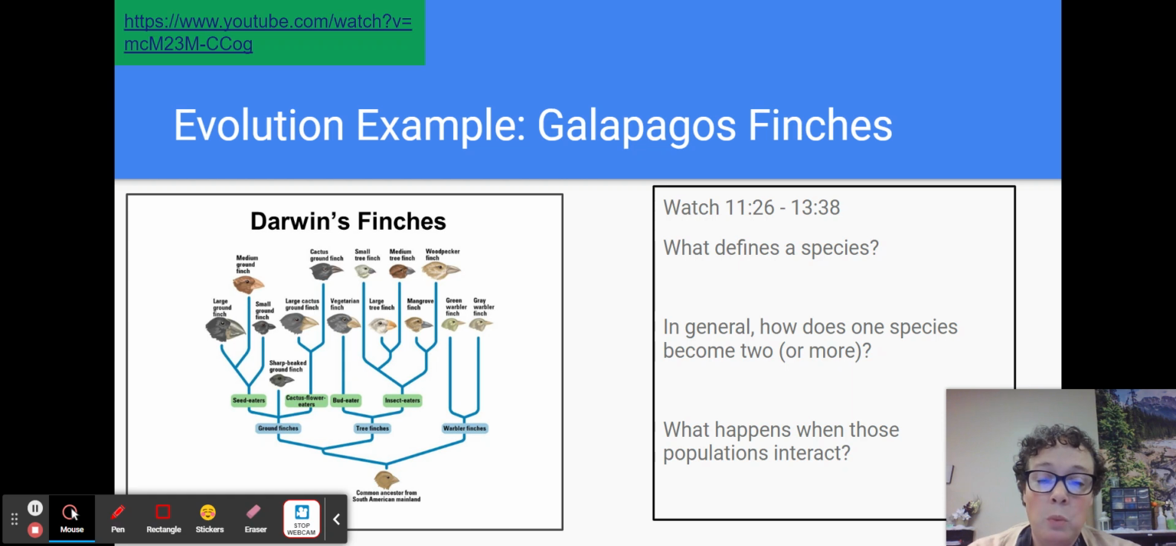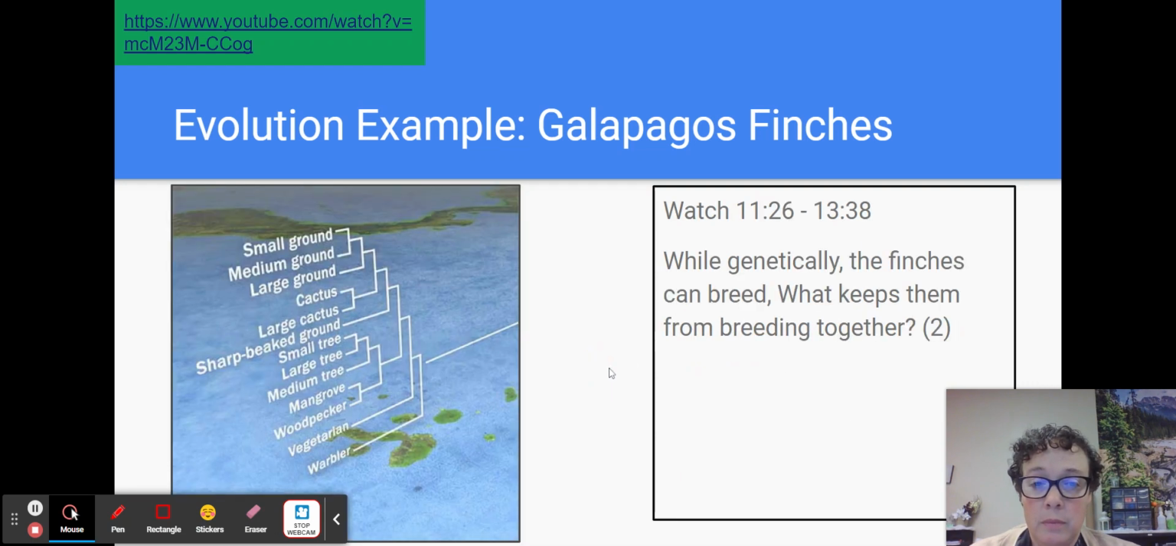So what happens when those populations interact? So in the example of Darwin's finches, they've separated into different species. When they interact, they are not interbreeding. So while genetically the finches can breed, what keeps them from breeding together?